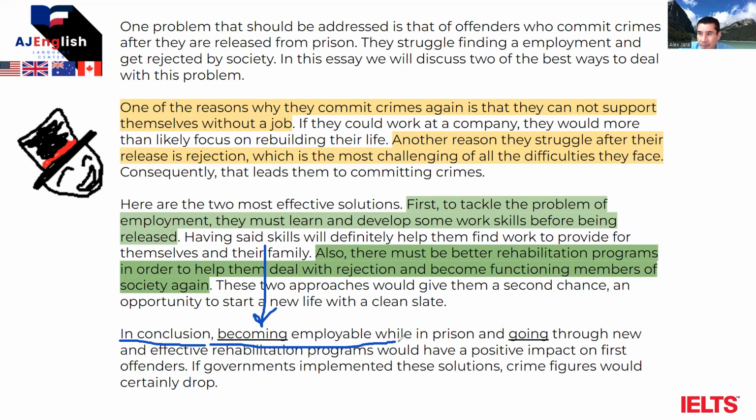Becoming employable is one of the ING forms. Instead of saying they are employable, you can say becoming employable. Going through a new and effective rehabilitation program, or programs in this case, they say would have. So this is the verb, and this is the subject, becoming and going. It's like if they do this and they do this, they will. But here, instead of saying they, you can change it and use the ing.